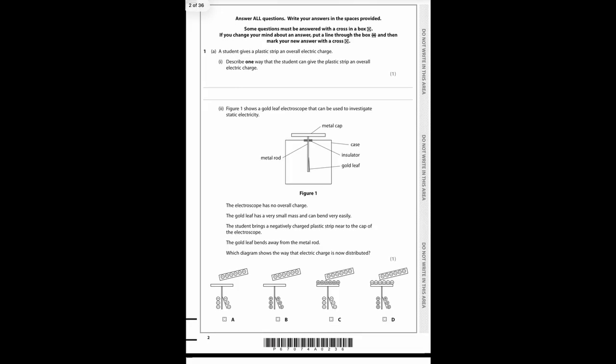Alright, so question 1, I've identified the topic straight away, so I can see this is a static electricity question. Now, when it's a static electricity question, I always know that there's 5 key things that I'm going to be looking for. So I've identified the topic of static electricity, and I know, okay, I'm just going to be looking for these 5 things.